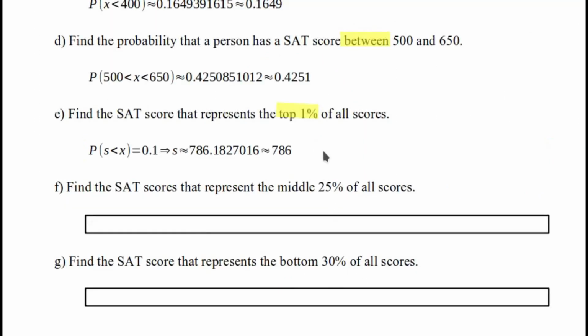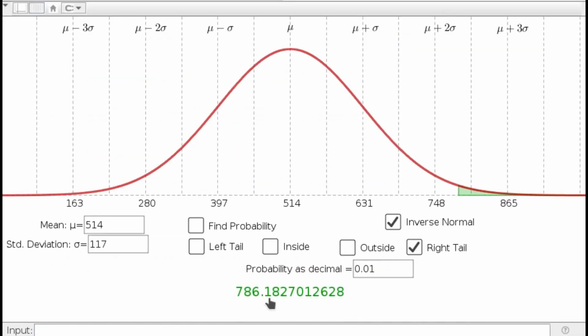So here we're trying to find that S for score. Previously we were using D for days, but now we're talking about SAT scores. So the probability that that score is greater than X is, oh, that should be 1%. Okay, so we've changed that to the probability that S is greater than X. That is, S is the lower boundary for those folks who are in the top 1%. It looks like it's about 786.